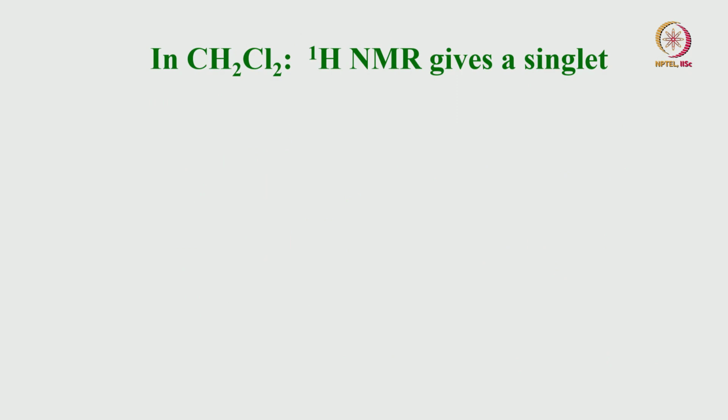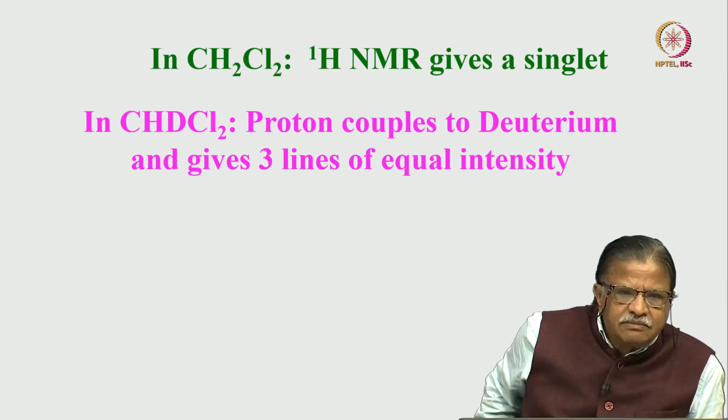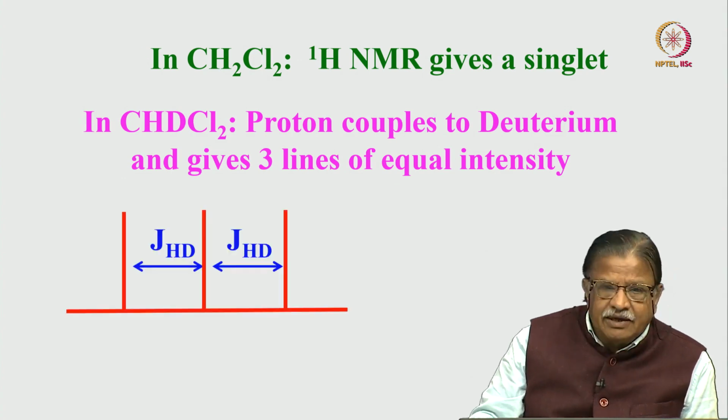Look at the CH2Cl2 molecule. How many peaks does it give? The CH2 proton NMR gives a singlet. What I do is I make it CHDCl2, replacing one of the protons by deuterium. I am giving another example just to make you more comfortable. So this is the third example I am giving of how to get the coupling among the magnetically equivalent spins. Now the proton couples with deuterium and gives 3 lines of equal intensity. We got it, measure it.